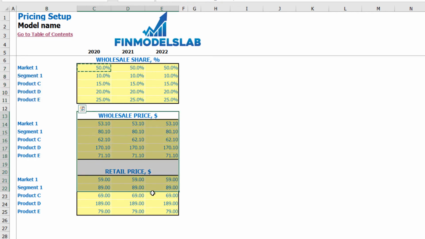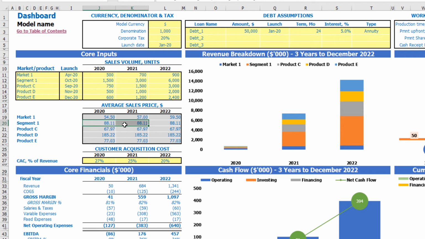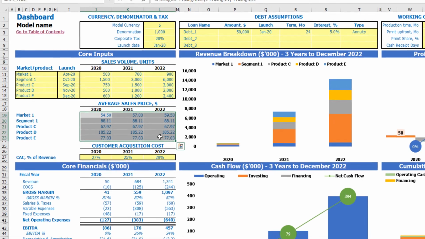And separately you can set up the wholesale and retail prices for these markets, products. Let's say $50, $55, $60. So once you set up this, on the dashboard you may see the weighted average sales price depending on the shares of your wholesale and retail and the prices on wholesale and retail.